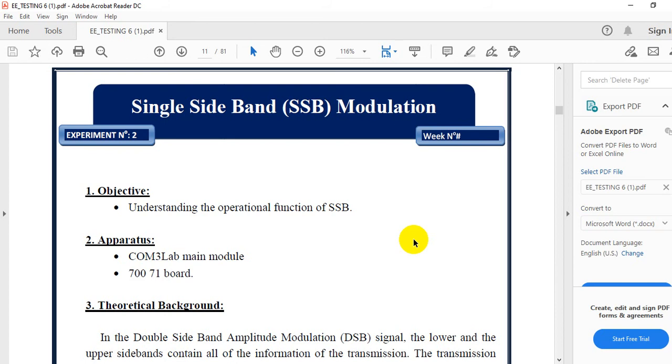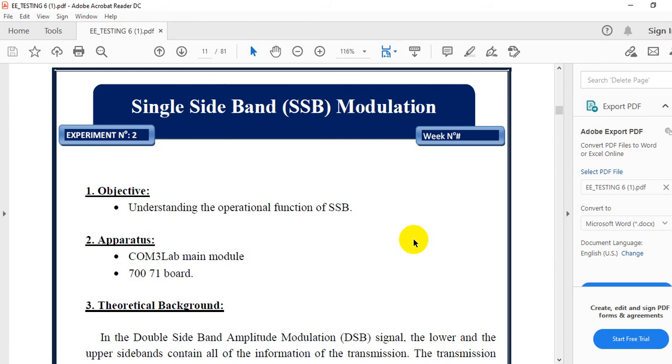So what was the disadvantage of the double sideband? You need more transmitter power and more bandwidth. That means twice the maximum frequency bandwidth was needed for the double sideband, whereas in the single sideband you need half of the double sideband. So we prefer the single sideband modulation.